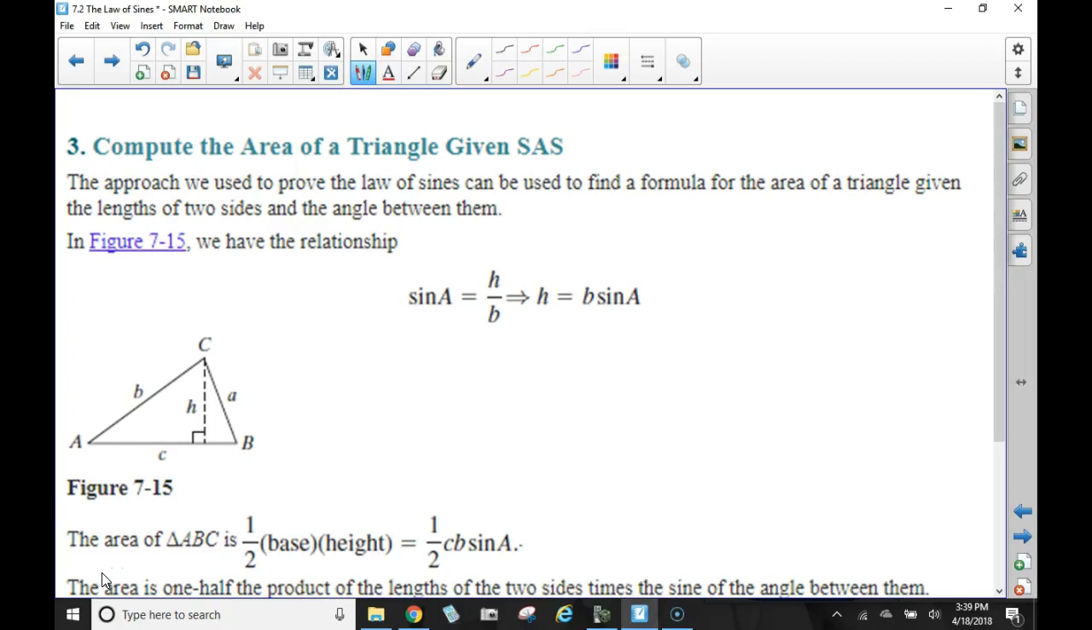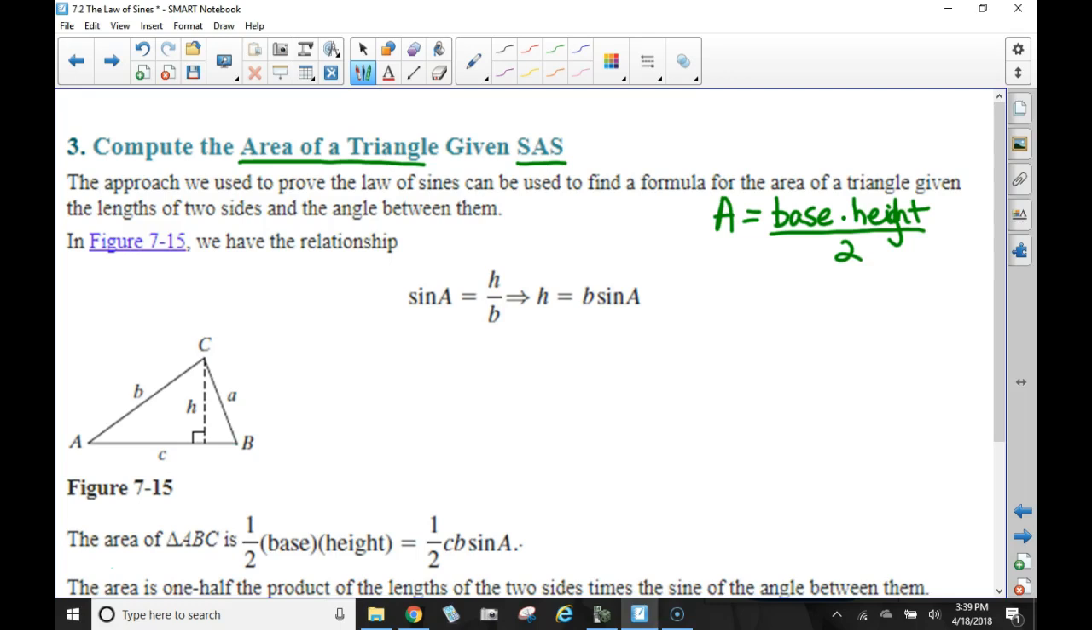Okay, the next thing in this section is if we have the case side angle side, two sides given and the angle included in between those, we're going to be able to find the area of the triangle. Now remember, to find the area of any triangle, it's the base of the triangle times the height of the triangle divided by 2.